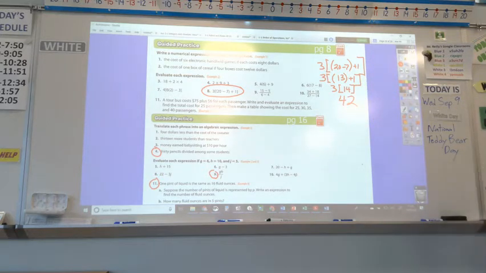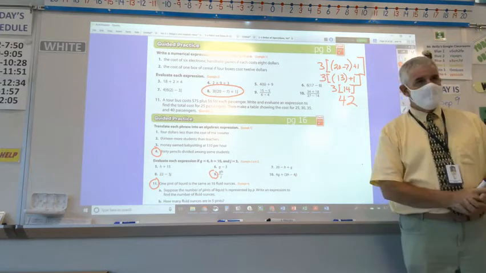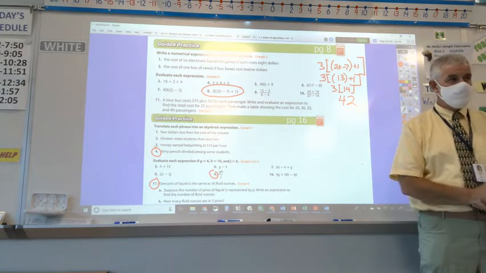All right, next one. 30 pencils divided among some students. Transfer this into an algebraic expression. What do I have to do first?